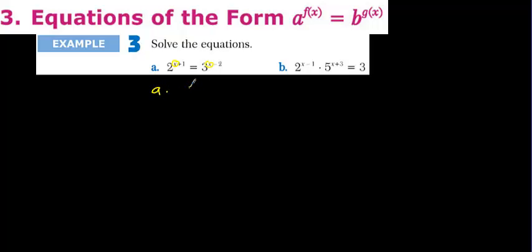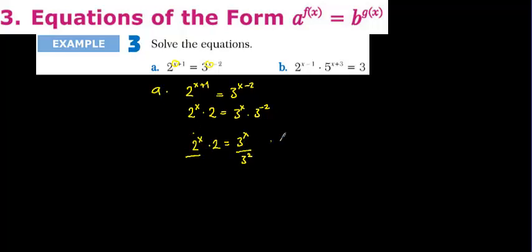2 to the power of x plus 1 is equal to 3 to the power of x minus 2. And 2 to the power of x times 2 is equal to 3 to the power of x times 3 to the power of minus 2. And 2 to the power of x times 2 is going to be equal to 3 to the power of x over 3 to the power of 2. And we are going to try to collect the exponential expressions like 2 to the power of x and 3 to the power of x on one side. So I need to send this one to the other side.